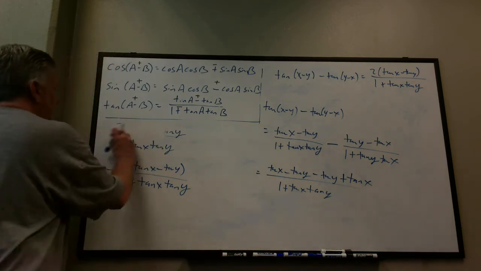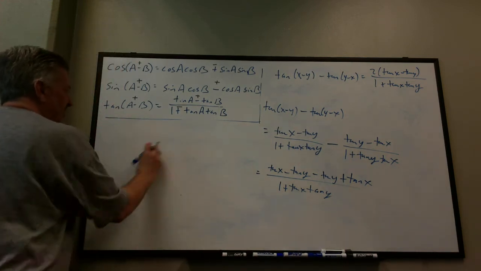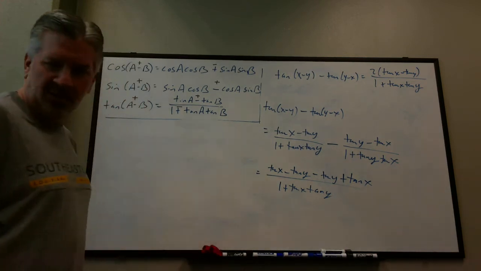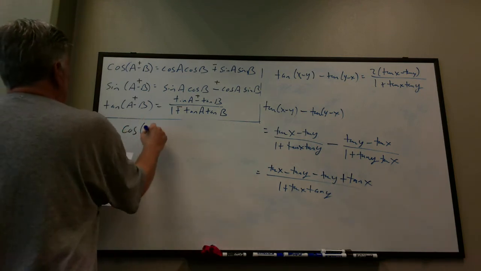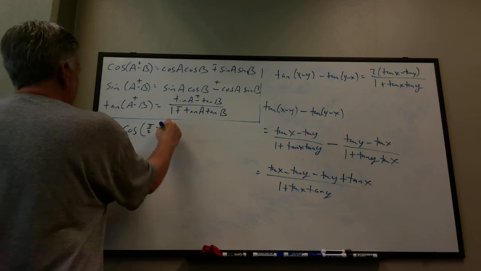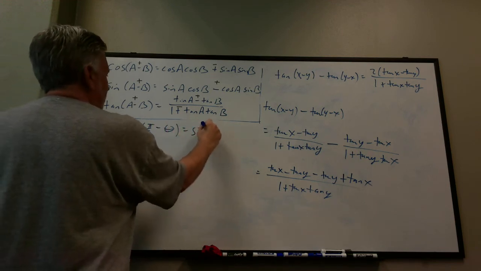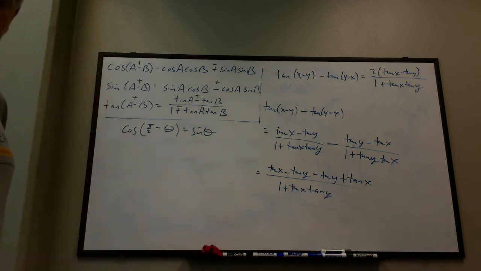Okay, so the next one is another identity problem. This one's called a cofunction identity. It says show cosine of pi over 2 minus theta is equal to sine of theta. And they give you a hint here, using the cosine difference formula.